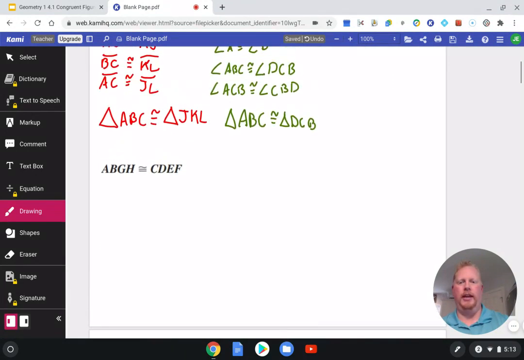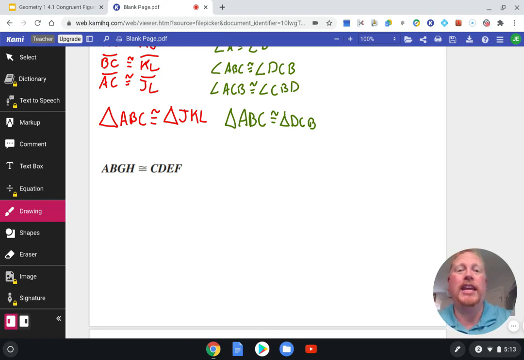Let's scroll on down and take a look at this one. Can we list all the congruent parts for this one without a diagram? What if we just have a bunch of letters, a congruence statement, if you will? How can I list all the congruent parts? Well, first off, I noticed that in this congruent statement, there's 4 letters, which tells me it's a 4-sided figure. So when I list this, I'm going to have to list 4 sets of sides and 4 sets of angles. Let's start with the angles first, because that's probably going to be easier.